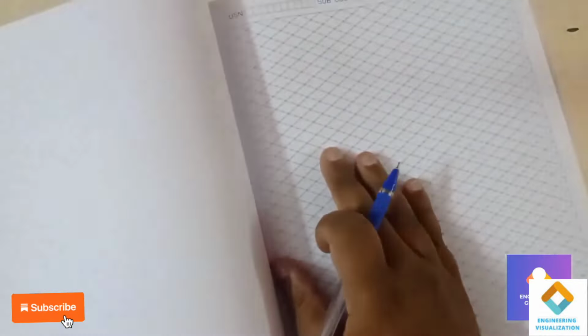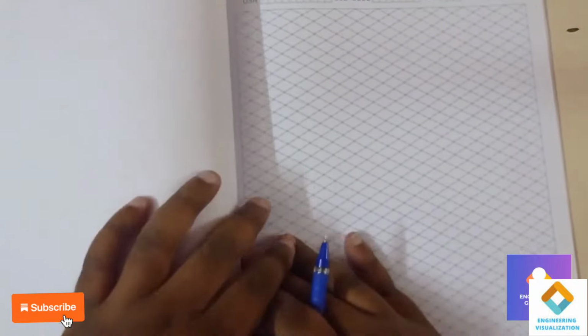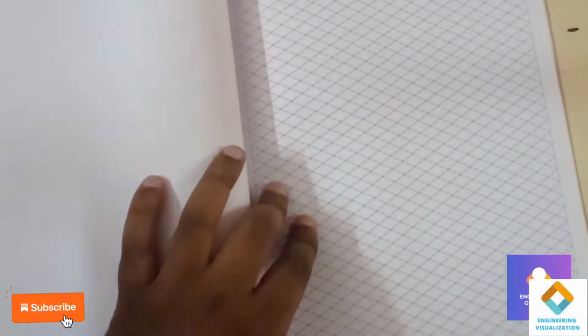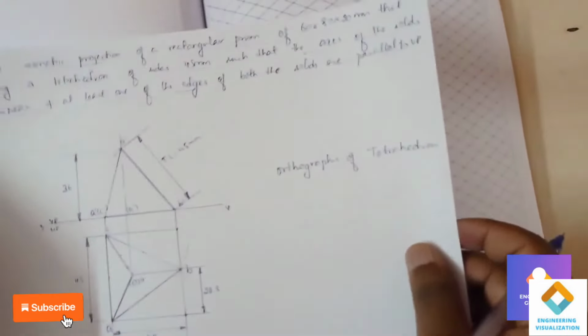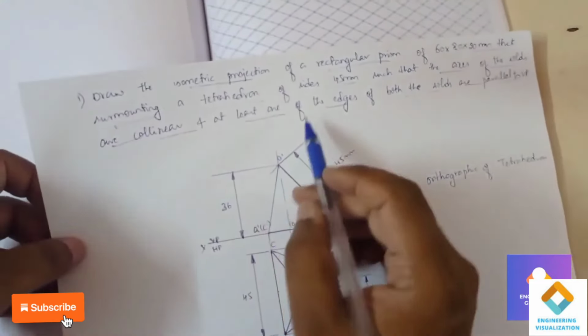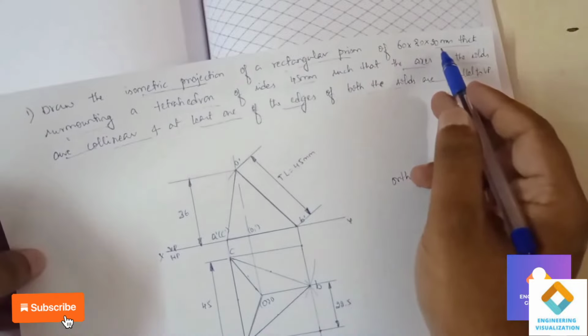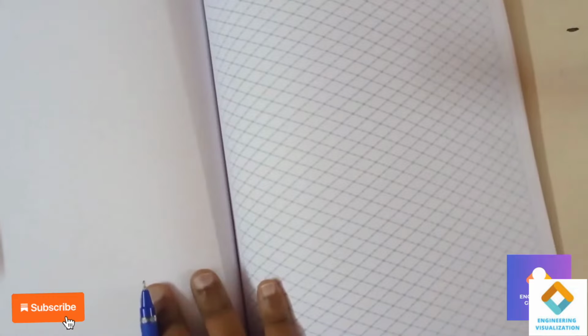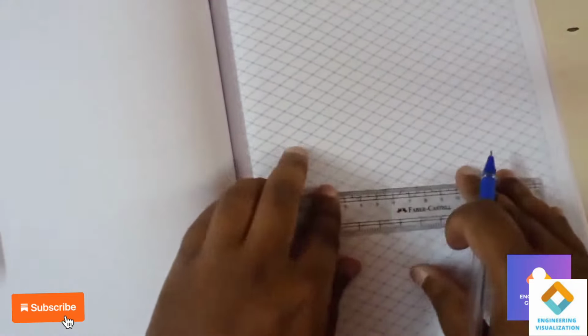I'll be using the isometric sheet because it is an isometric problem. So first take a reference line, you can see that. So first we have to construct a rectangular prism, which has a dimension of 60, 80 with 20 mm thickness. I'll take a reference line, then I'll construct a rectangular box of dimension 60 into 80. Then after that I'll give the height of 20.